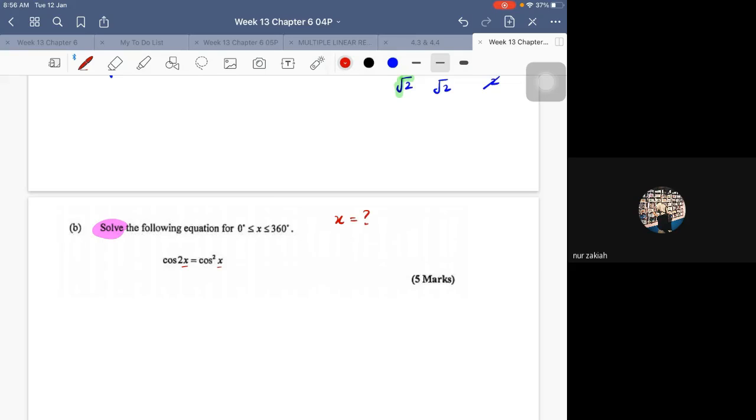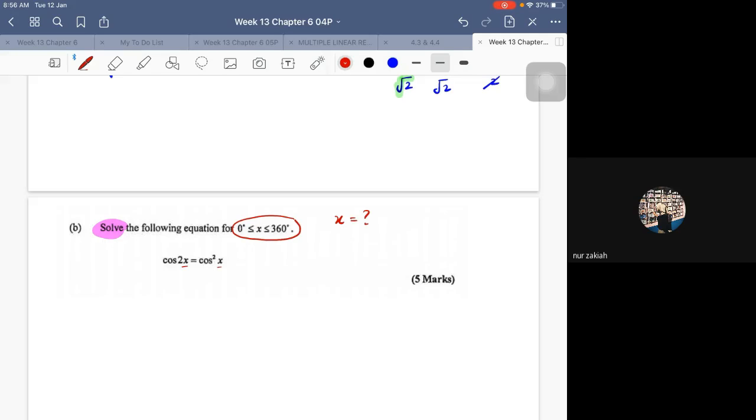Okay, and then so kalau kat sini, x ni you nak bagi sama ada dia dalam bentuk degree ataupun jawapan dia kena dalam bentuk radian. So you have to follow the limitation. Sekarang dia kata x ni adalah nilai antara 0 degree hingga 360 degree. Automatically we expect you to give the answer dalam bentuk degree as well.